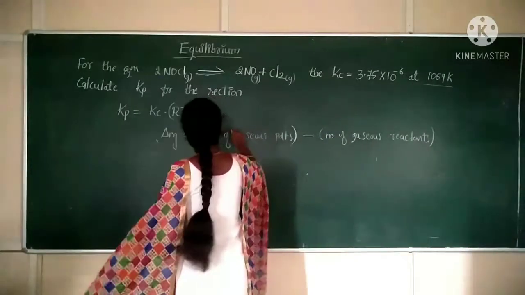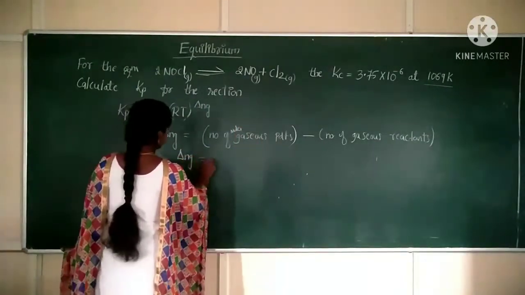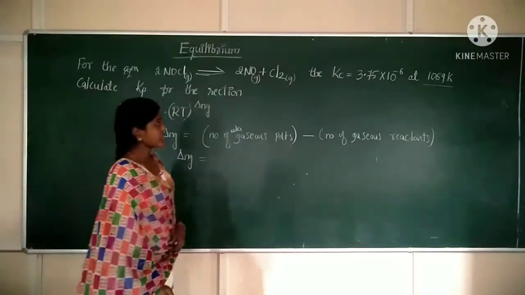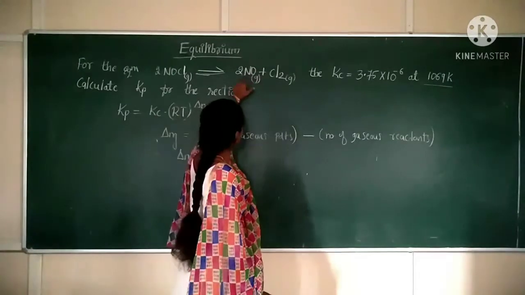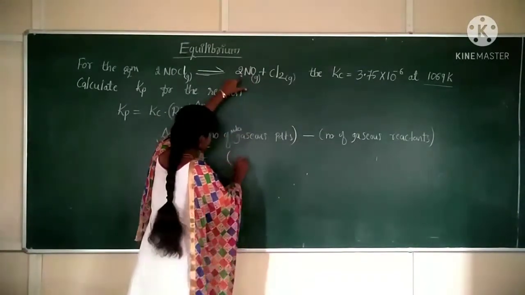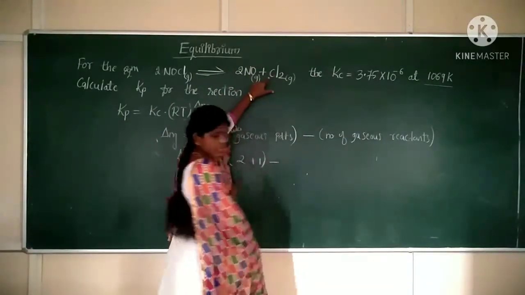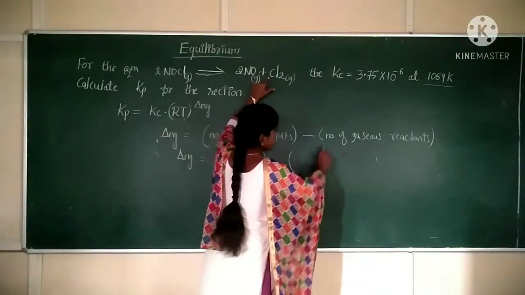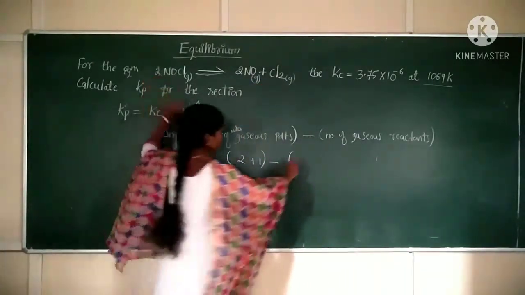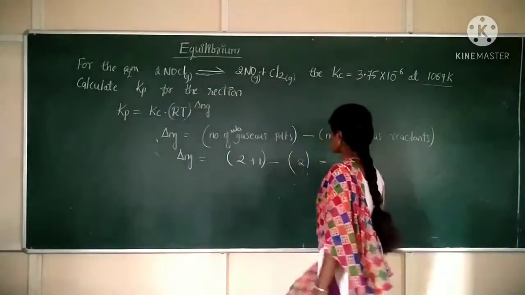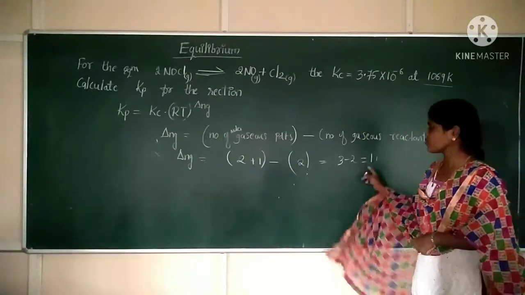Now delta ng is equal to, at the product side how many gases are there? Two species are gaseous species. So what is their coefficient? Coefficient 2, and the other coefficient is 1. Correct? Minus the number of moles of gaseous reactant. What is the coefficient here? 2. So simplified it will be 3 minus 2 equals 1. Correct? Delta ng value for this given equation is 1.